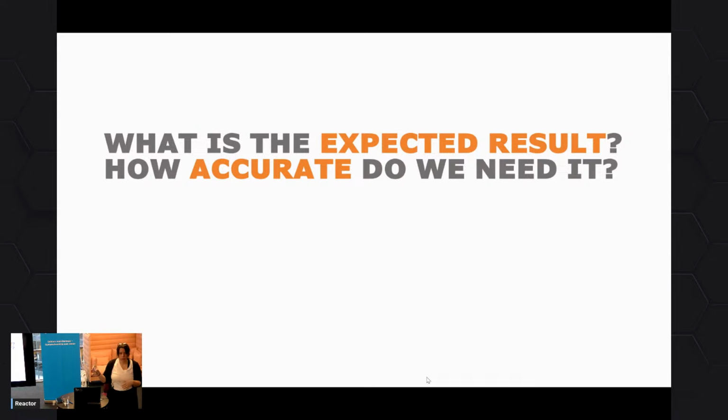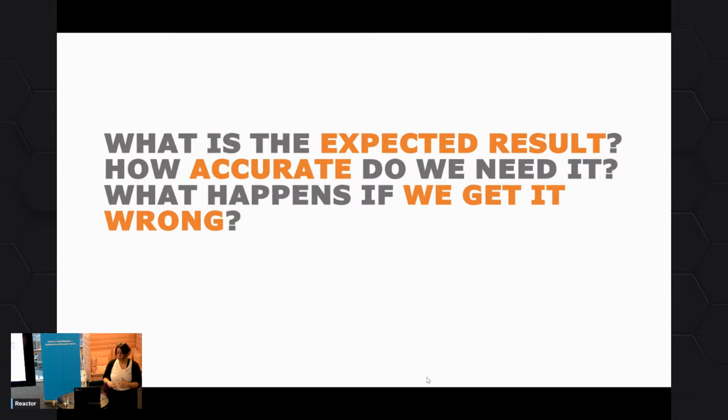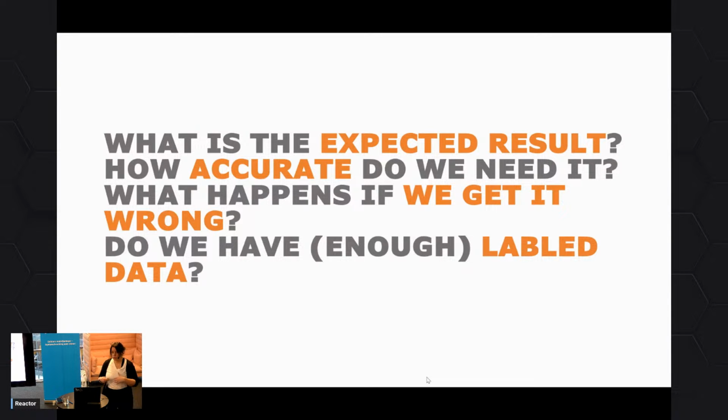And also, as I'm going to get to later, what does accurate actually mean? Because accuracy can be measured in many, many different ways. And also, what happens if we get it wrong? Let's say you have a model that predicts if someone should get a loan or not, and they don't get a loan. That's a pretty significant problem if they should have gotten a loan. So you have to think about the consequences of the actions.